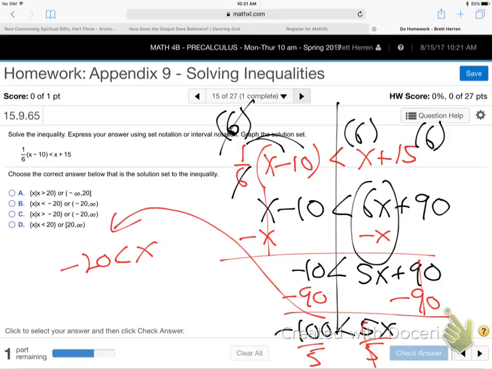So I don't know if you can see it with the watermark, the Doceri watermark here. I divided both sides by 5. Minus 100 over 5 made the minus 20. Everybody see? Now, this is on a test. That's fine. I'll give you full credit for that answer.